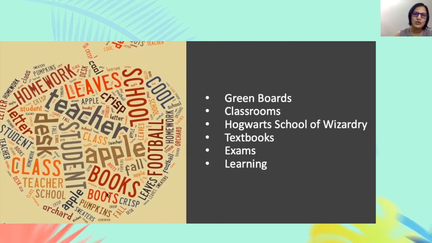Now you can either do a word cloud or you can actually do the exercise that we learned earlier, like take a piece of paper, put the keyword in the center and see what all words come out of it. And out of each of the secondary words, which other words come out. Now I have taken this, and what stood out from this whole word cloud was these words: green boards, classrooms, Hogwarts School of Wizardry, textbooks, exams, learning. So these were some of the keywords that came to my mind when I wrote the word school in my word map.